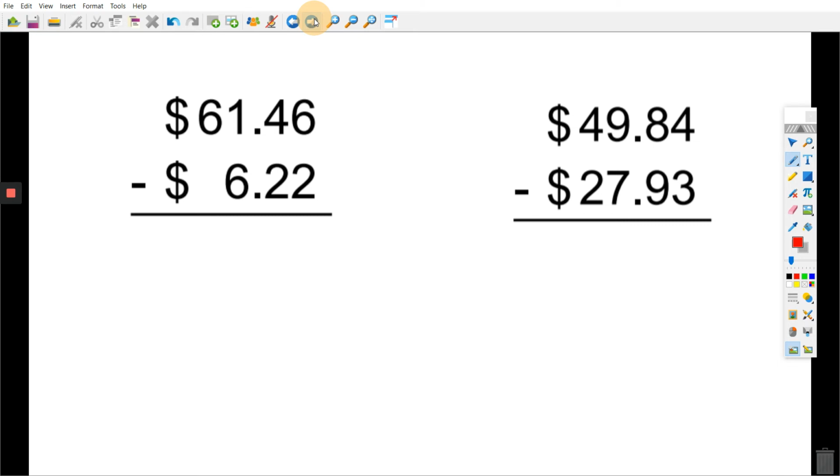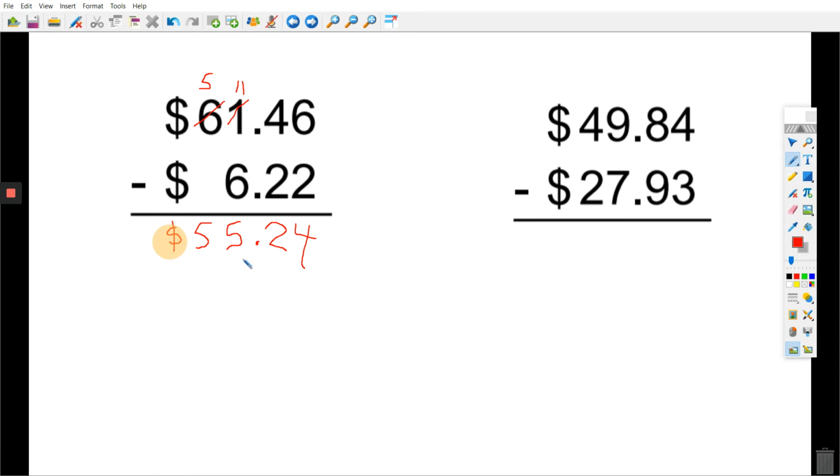It's the same process even if the numbers are larger, even if they have more digits. But let's practice. 6 minus 2 equals 4. 4 minus 2 equals 2. Bring down the decimal point. 1 is less than 6, so we need to borrow or regroup. The 6 becomes a 5, and the 1 becomes an 11. 11 minus 6 equals 5. And since we don't have anything under that 5, we just bring it down with the dollar sign. We can never forget to write that dollar sign.